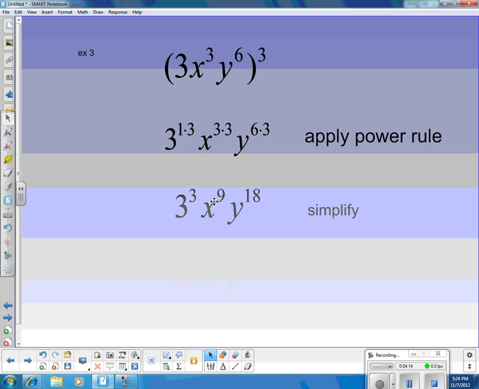And this just gives us 3 raised to the power of 3 times x raised to the power of 9 times y raised to the power of 18. I can now simplify this one more step because I do know what 3 raised to the power of 3 is, and it's 27. So I have 27 times x to the 9th power times y to the 18th power.